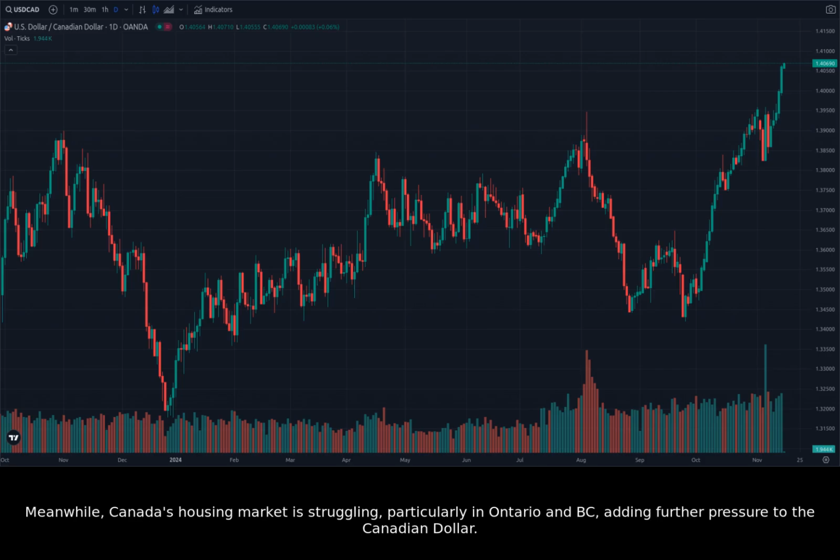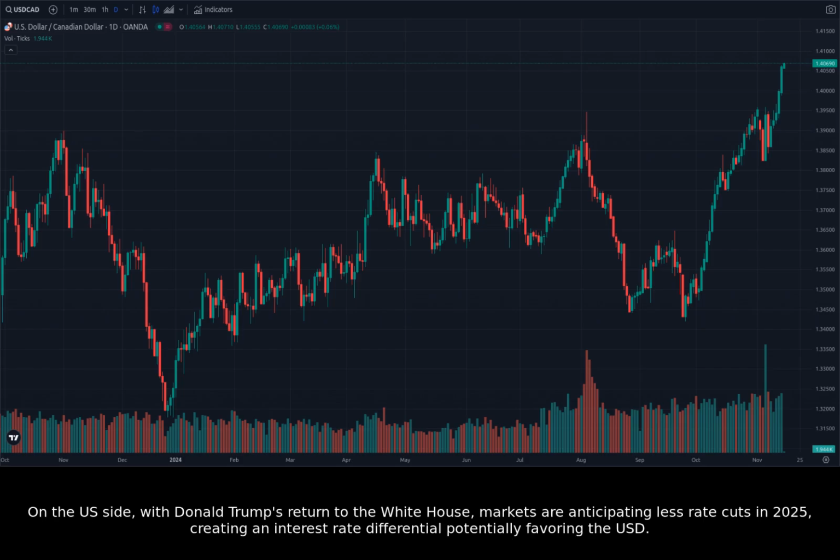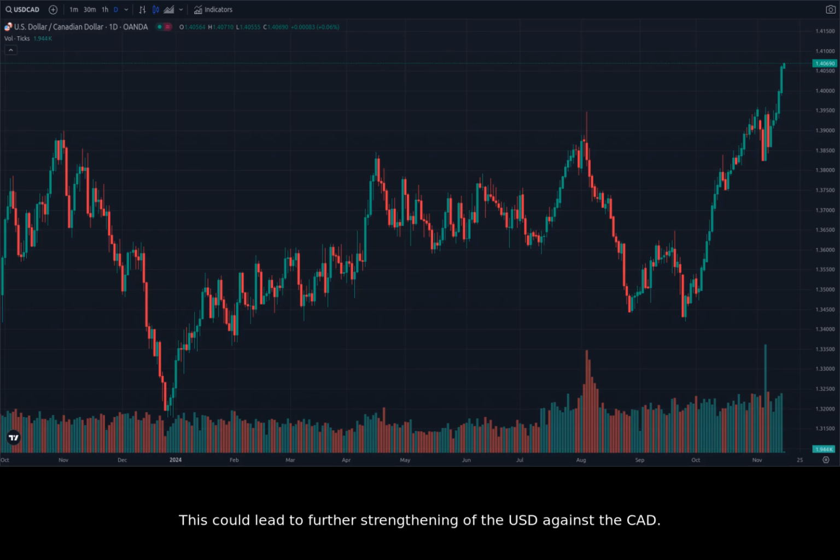Meanwhile, Canada's housing market is struggling, particularly in Ontario and BC, adding further pressure to the Canadian dollar. On the US side, with Donald Trump's return to the White House, markets are anticipating less rate cuts in 2025, creating an interest rate differential potentially favoring the USD. This could lead to further strengthening of the USD against the CD. Let's turn to the charts and see how these events are playing out in real-time price action.